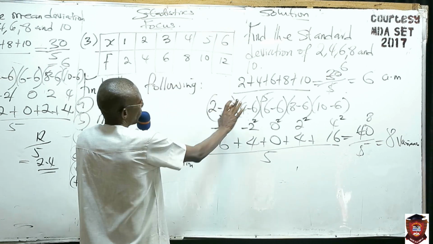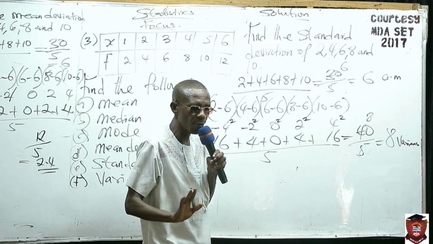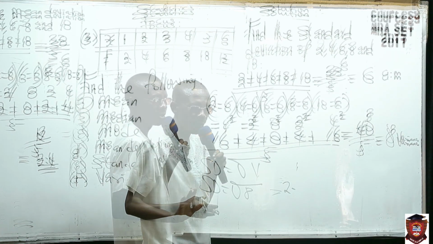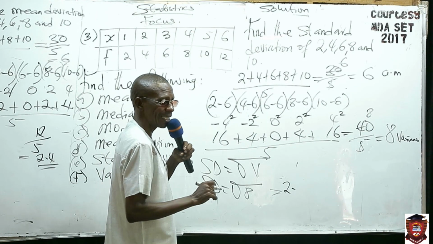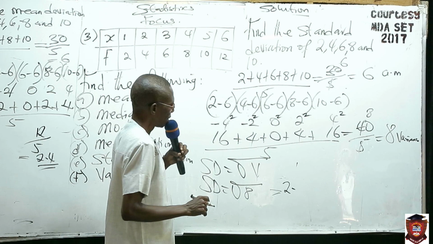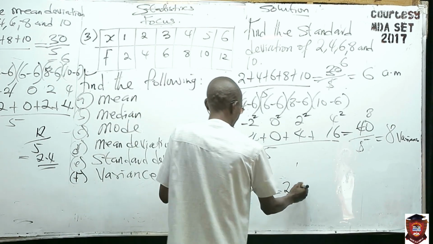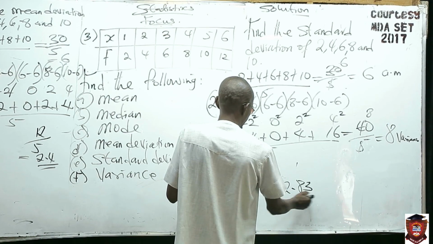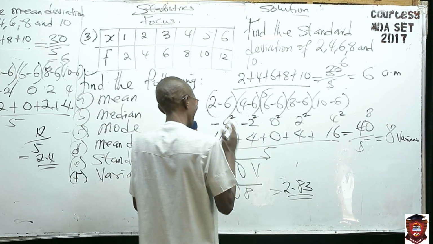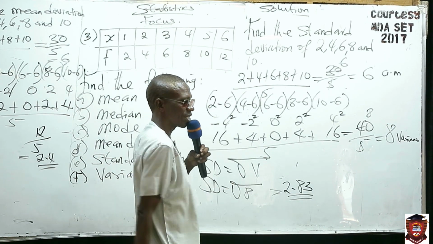Now we are looking for standard deviation, which is the square root of variance. Standard deviation will give me the square root of 8, which is 2.83. They have taught you how to find square root. Check it. Square root of 8 is 2.83.